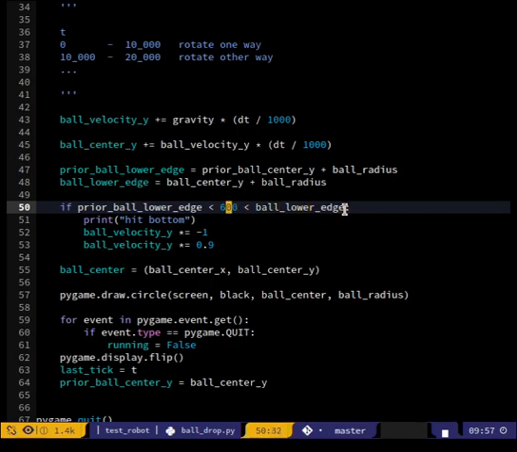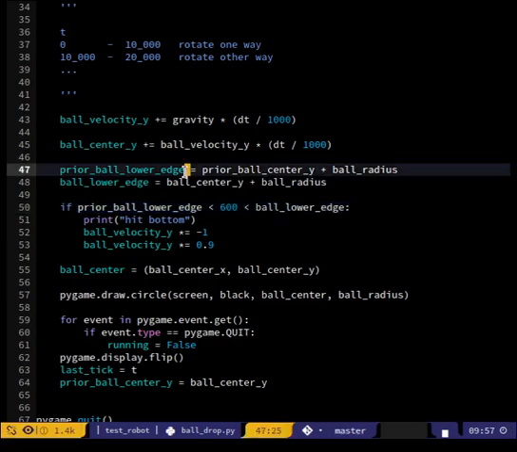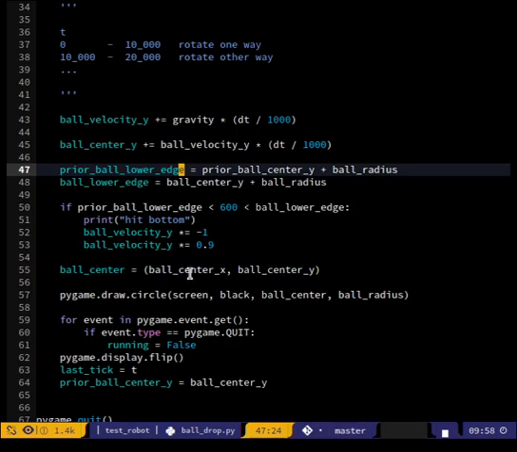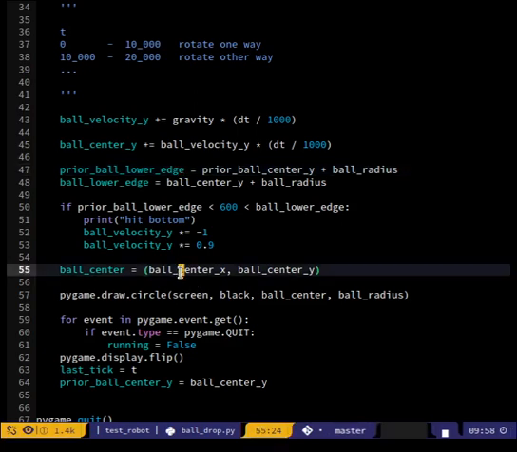Oh, okay. So prior ball lower edge is, you know how I was saying that right here is where the ground is, and we calculate where the ball is, and it's right here, and then the next time we calculate where the ball would be, it would be way down here. Prior ball edge is up here, and ball edge is down here. Okay. If it's traveling in this direction, like downwards. Okay.